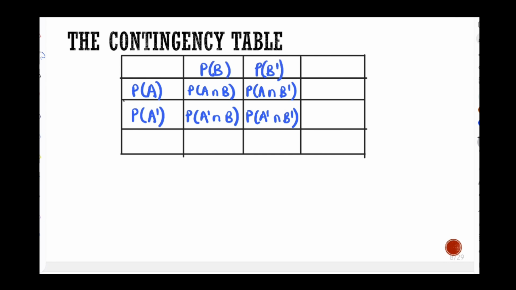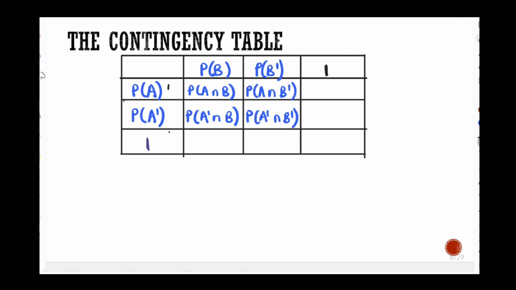complement. But remember what I told you, if I get probability of A and I add it to probability of A complement, I will end up with a 1. So I'll put a 1 over here to show that everything here added up will give me a 1. Similarly, if I get probability of B and I add it to probability of B complement, I must end up with a 1. So I'll put a 1 over here.